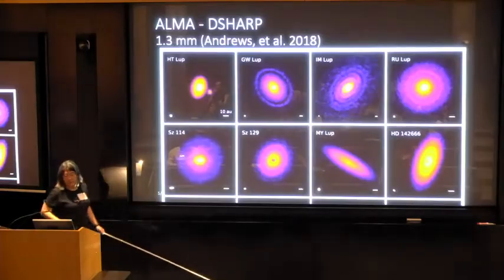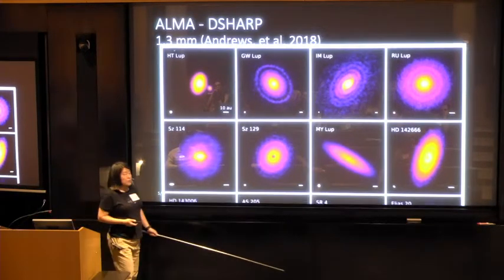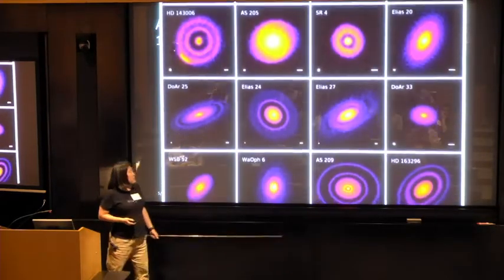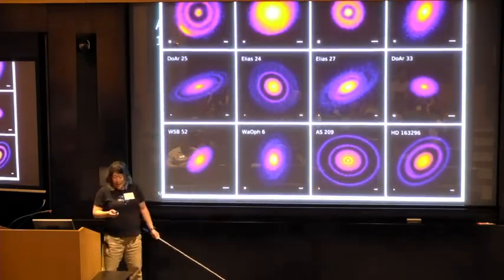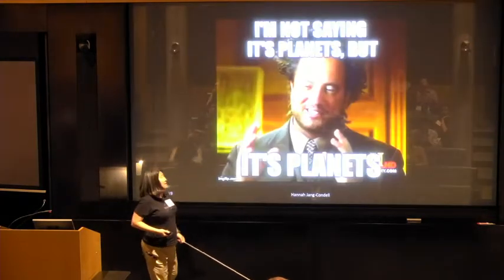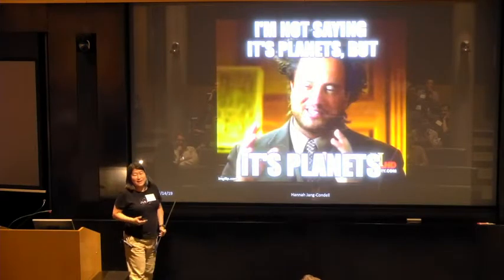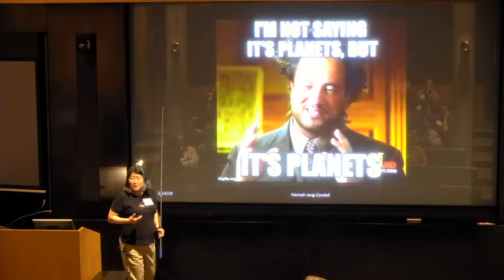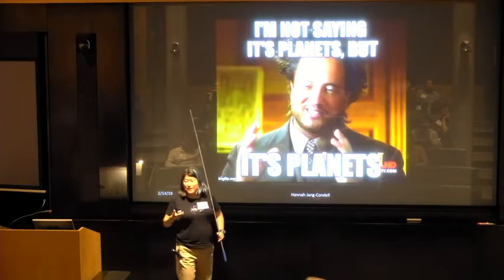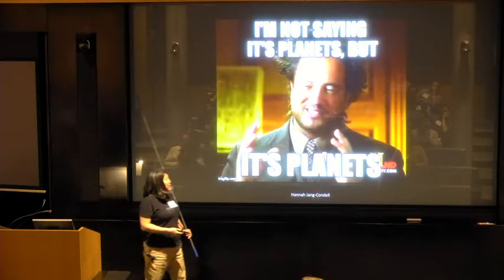And we've seen this already, but ALMA has also imaged a lot of beautiful disks with structure, more spiral arms, gaps, and rings. And as astronomers, when we look at these things, our response is often something like this: I'm not saying it's planets, but it's planets, because we really want these to have planets, because that would be an indication of how planets form and would inform us about the planet formation process.